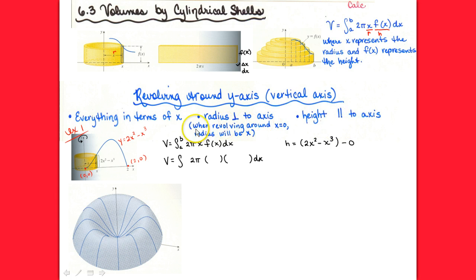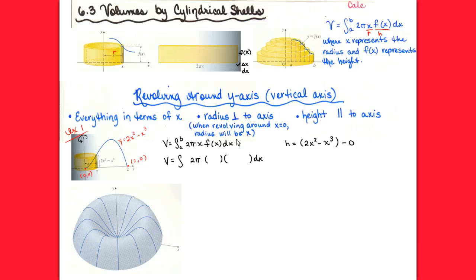And then we also have a little bit of a shortcut down here. Like we saw up here a second ago, we were revolving around the y-axis, x equals 0, and so our radius ended up just being our x value. And so that's what they tell me. Anytime you're revolving around x equals 0, your radius will just flat be your x value.